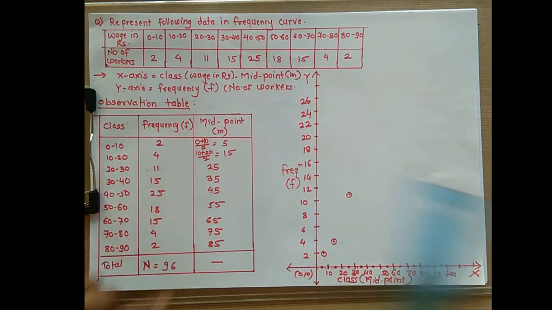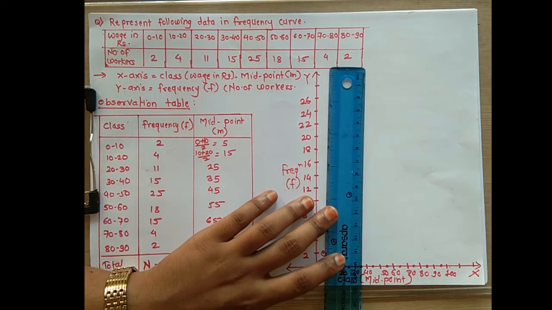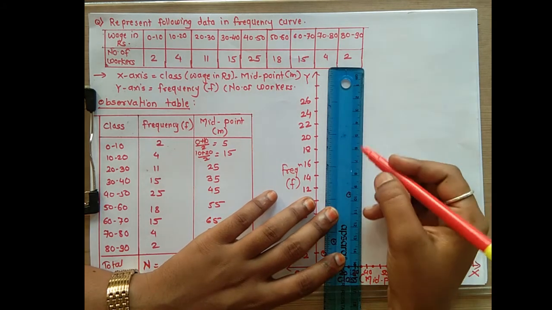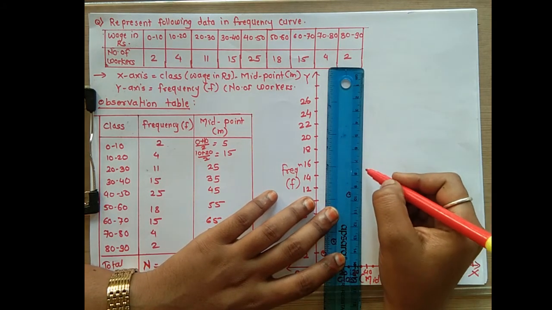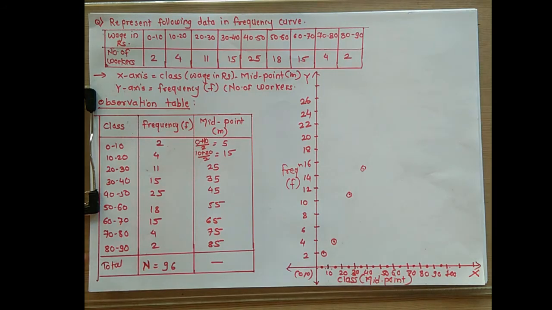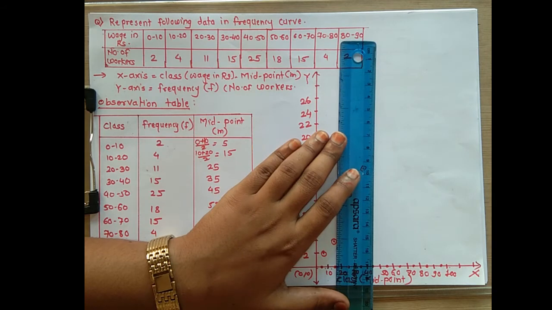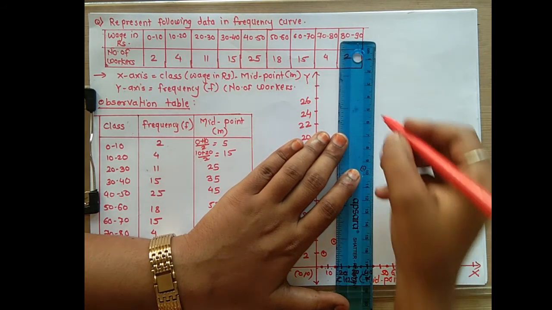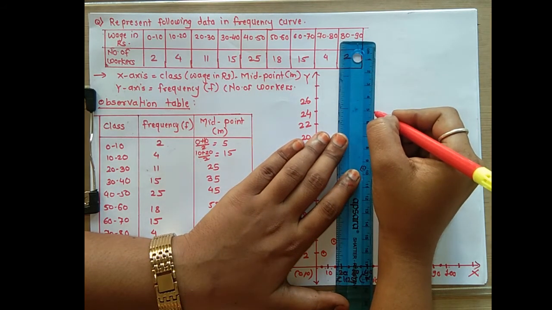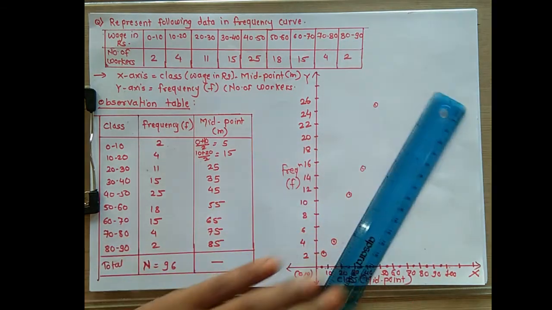Next 35 with frequency 15. 35 is here with corresponding frequency 15. Next is 45 with corresponding frequency 25. Frequency 25 is here, in the middle of 24 and 26.